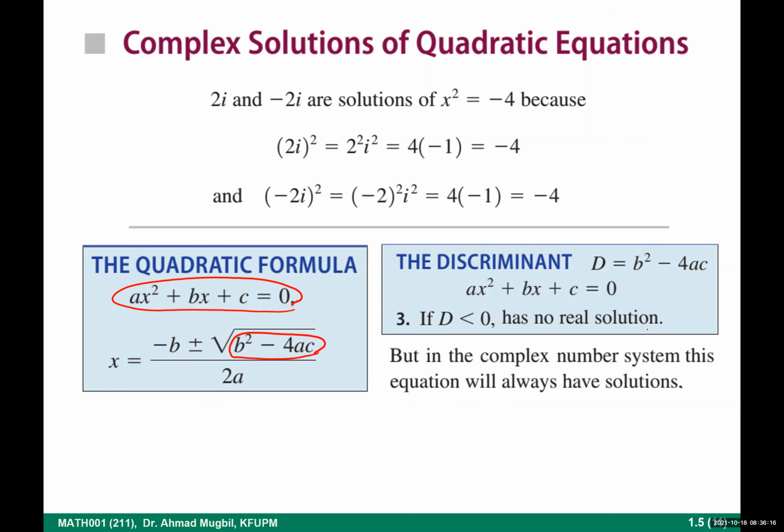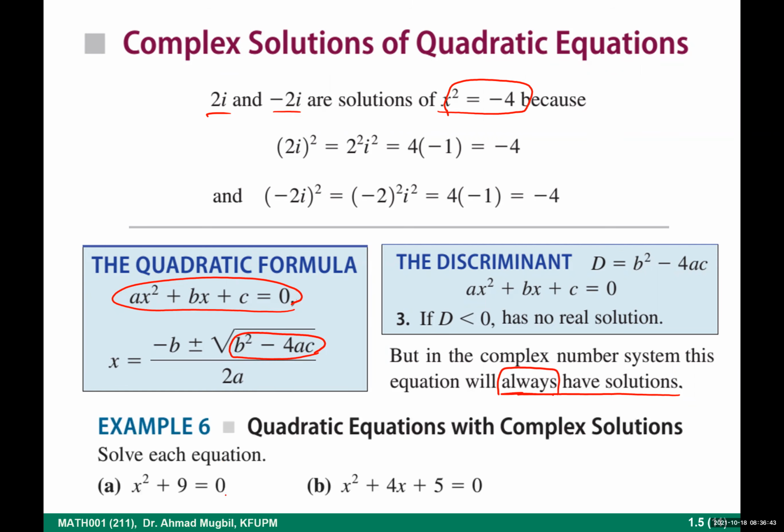But of course, in the complex number system, this equation will always have what? Always. Do you look at always have solutions? This kind of equation will always have a solution. Like this equation, for example, x squared equals -4. It has two solutions, 2i and -2i.